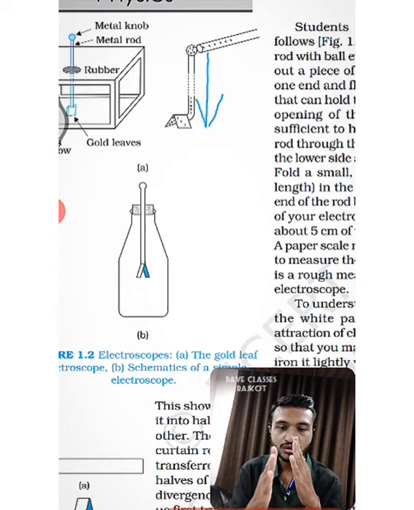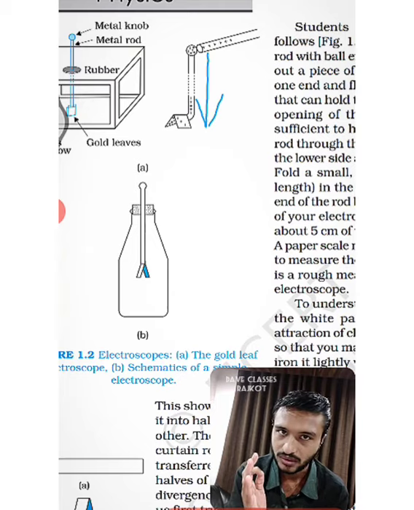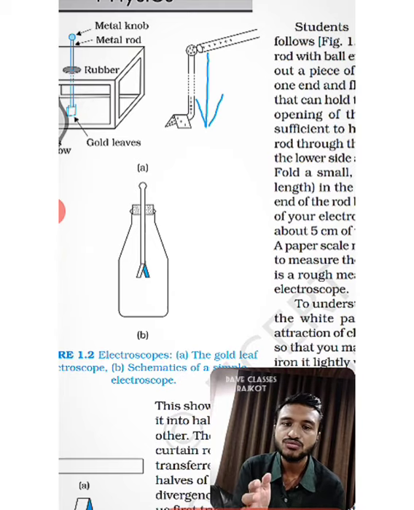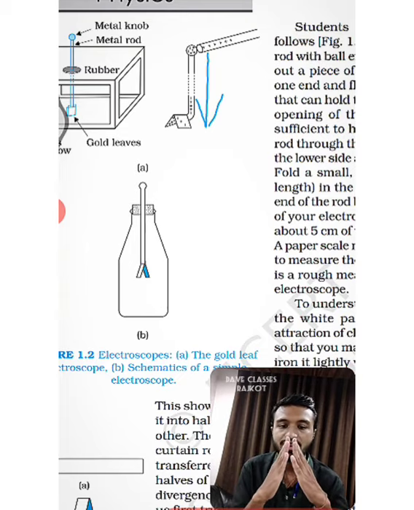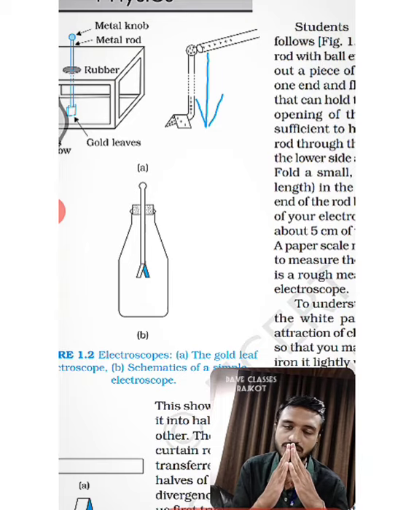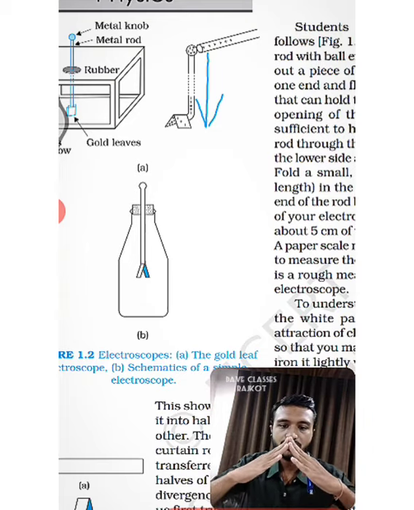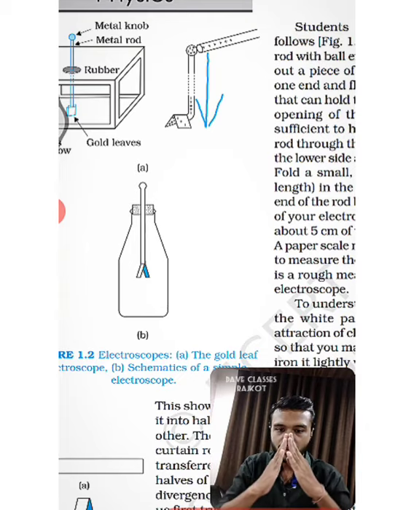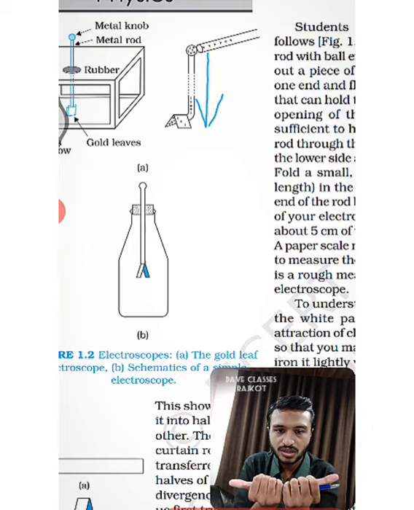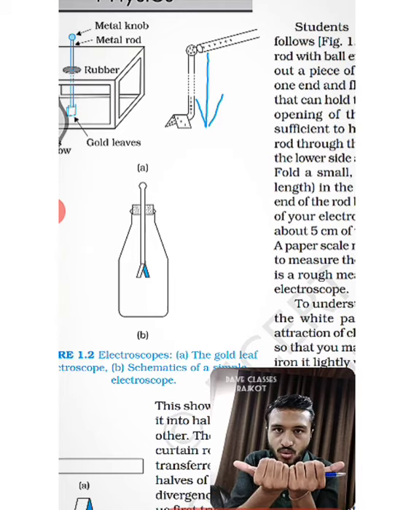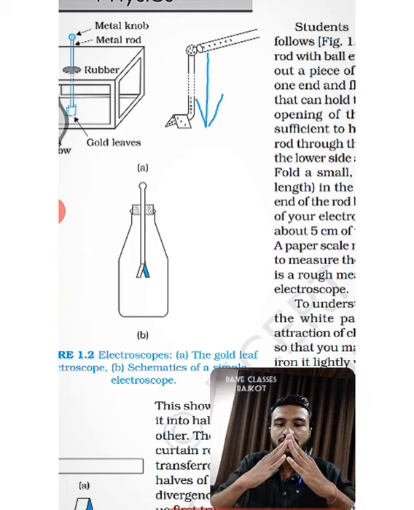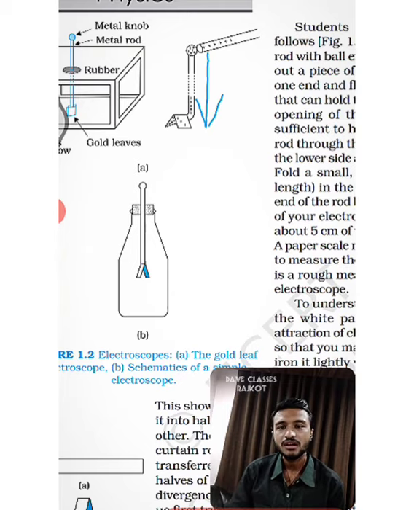Both are having the plus charges, and we know that positive charges will try to repel one another. So repulsion will take place. Why? Because the same charges will repel one another. Because of the repulsion, both of the gold leaves will try to move far away from one another, and it will try to tilt like this. So ultimately the charges will be gone.